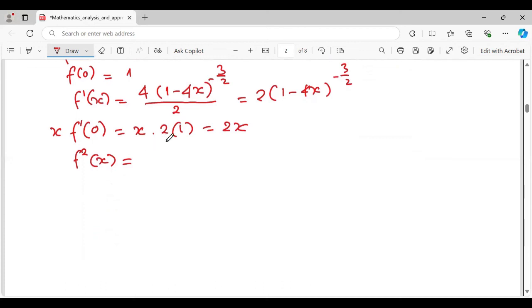And the second derivative is 3 over 8 times 4 squared, (1 minus 4x) to the power minus 5 half.